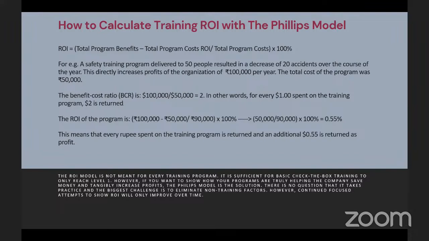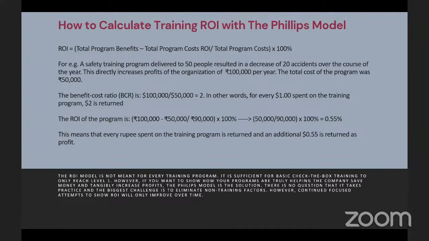The ROI model is not meant for every training program. Like I said, the trainings I do every day as a trainer are not meant for that. It is meant for trainings which are on a larger scale, which require a larger amount of investment. It is sufficient for basic check-the-box training to only reach level one, like I said in the earlier slide. Level one is the reaction level. That much is fine for normal day-to-day training.